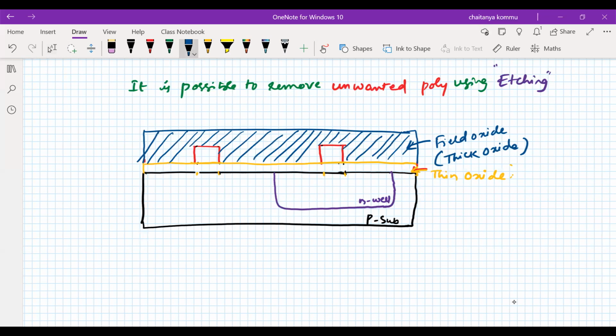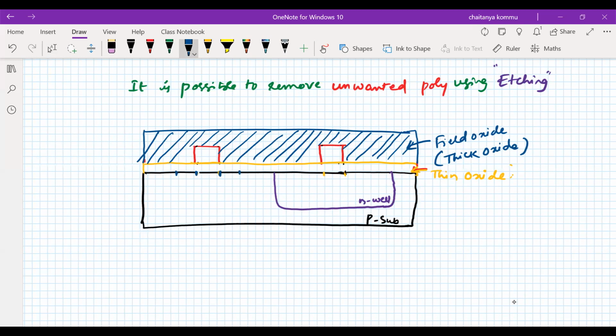Now the question is that, yes, I have realized the source. I have realized the gate oxide. I have realized the gate. Now I need to realize the source and drain of a transistor. First of all, I want to realize the source of the NMOS transistor from here to here, and the drain of this transistor.